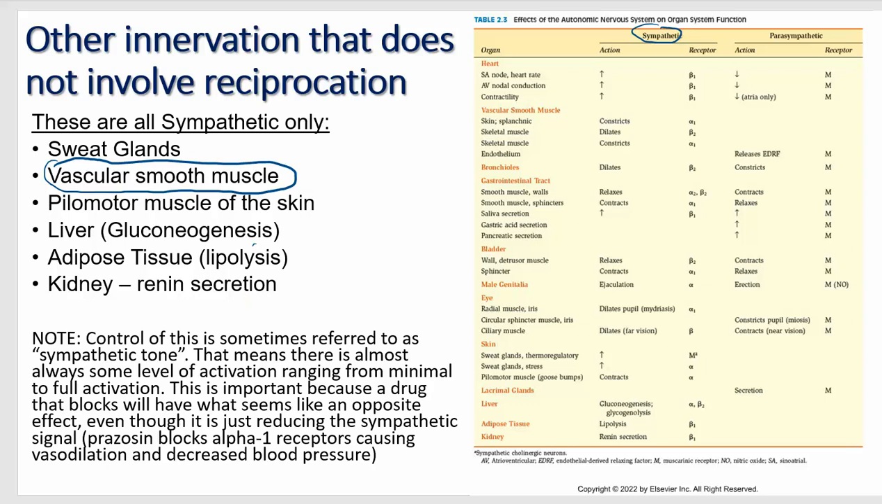Okay, so I have this note here. Control of this is sometimes referred to as sympathetic tone. That means there's almost always some level of activation ranging from minimal to full activation. And this is important because a drug that blocks will have what seems like an opposite effect, even though it's just reducing the sympathetic signal. So prazosin is a drug that causes a decrease in blood pressure. It does that by blocking alpha-1 receptors.